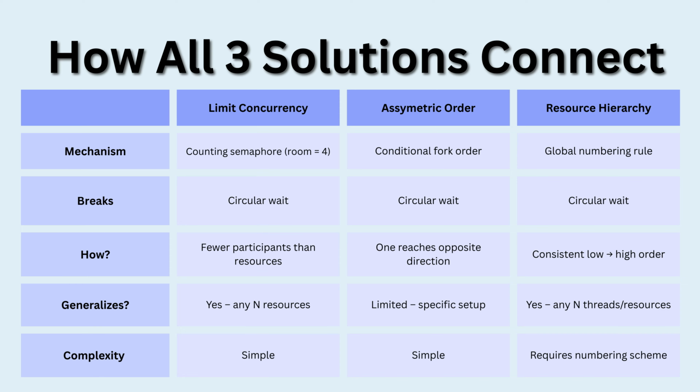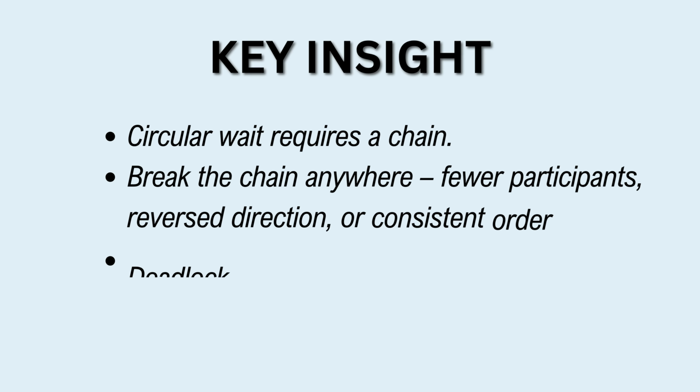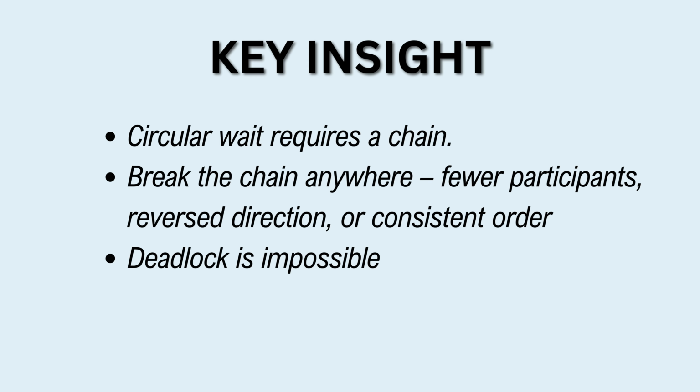Resource hierarchy uses a global numbering rule. It breaks the circular wait by imposing a consistent acquisition order; it requires a numbering scheme but generalizes to any number of threads and resources. The key insight is this: circular wait requires a chain. Break the chain anywhere, with fewer participants, reversed direction, or consistent order, and deadlock is impossible. You don't need all three solutions. Any one of them is sufficient.